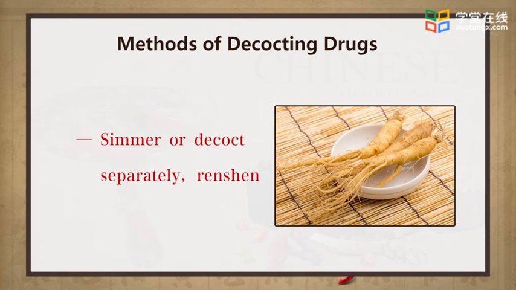Aromatic drugs such as 薄荷 and 砂仁 are to be put into the mixture and decocted only for about 3 minutes. Some drugs should be wrapped in a small bag before they are decocted together with other drugs, in case they may make the decoction turbid, produce irritation to the throat, or stick to the pot bottom, such as 辛夷 and 灶心土. Some rare and expensive drugs should be simmered or decocted separately so as to prevent the loss of their active elements.